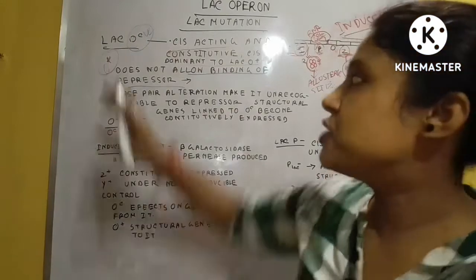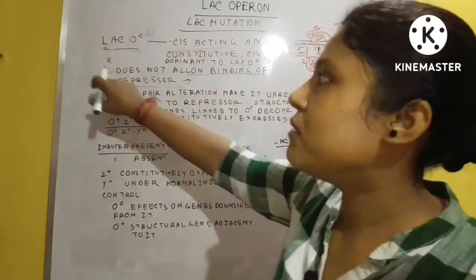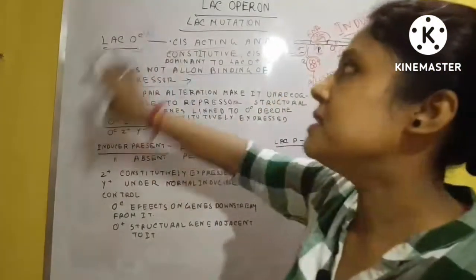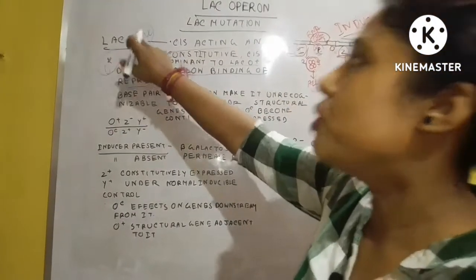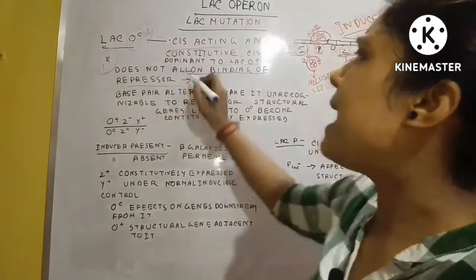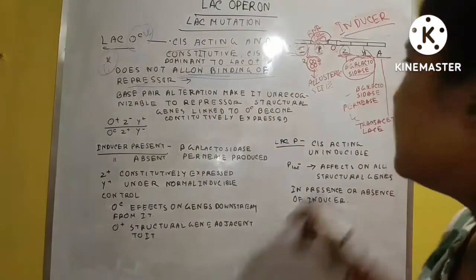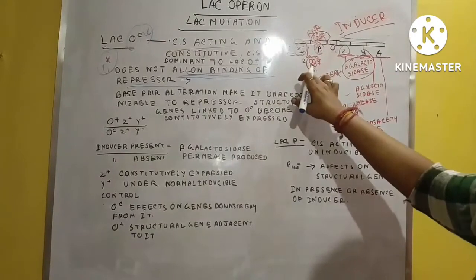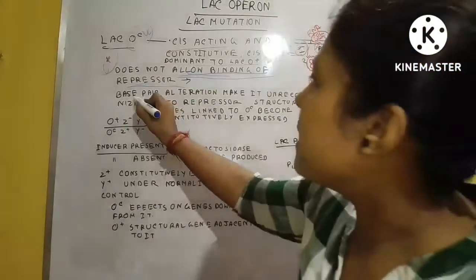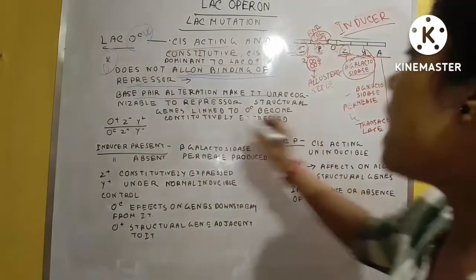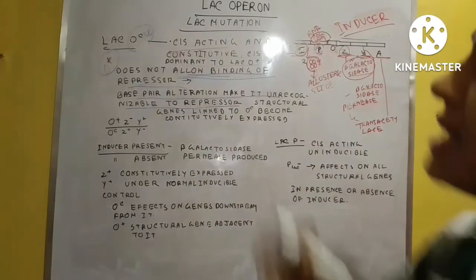O plus is normal or wild type. Generally, the regulator protein binds to the O plus. But if the mutation occurs, in the replacement of O plus, suppose OC is formed there. So what happens? This OC is cis-acting and more dominant as usual. It does not allow the binding of the repressor. That means the regulator gene produces the repressor protein, but it cannot bind to the operator system. And base pair alteration makes it unrecognizable to the repressor. That means the repressor cannot recognize this site.